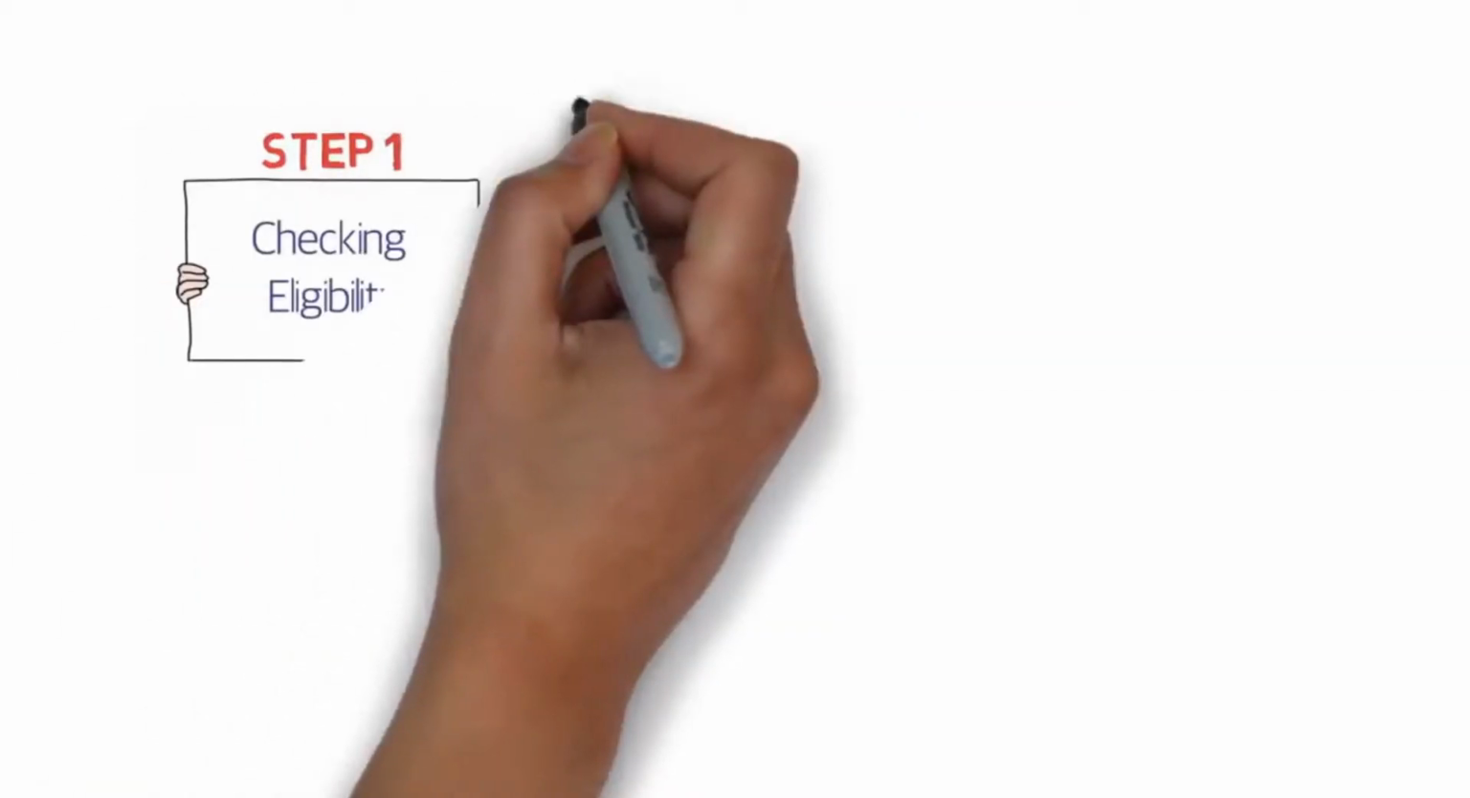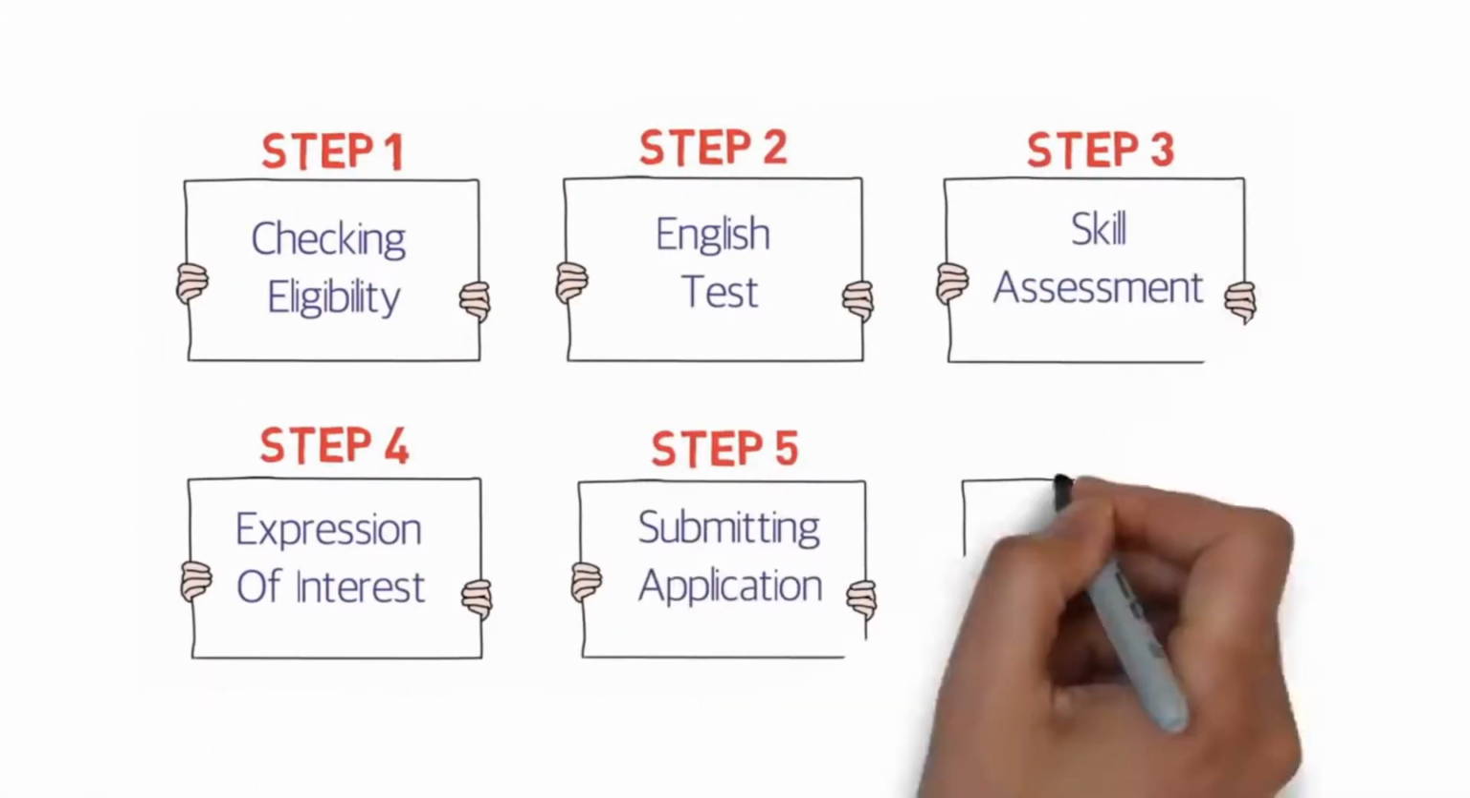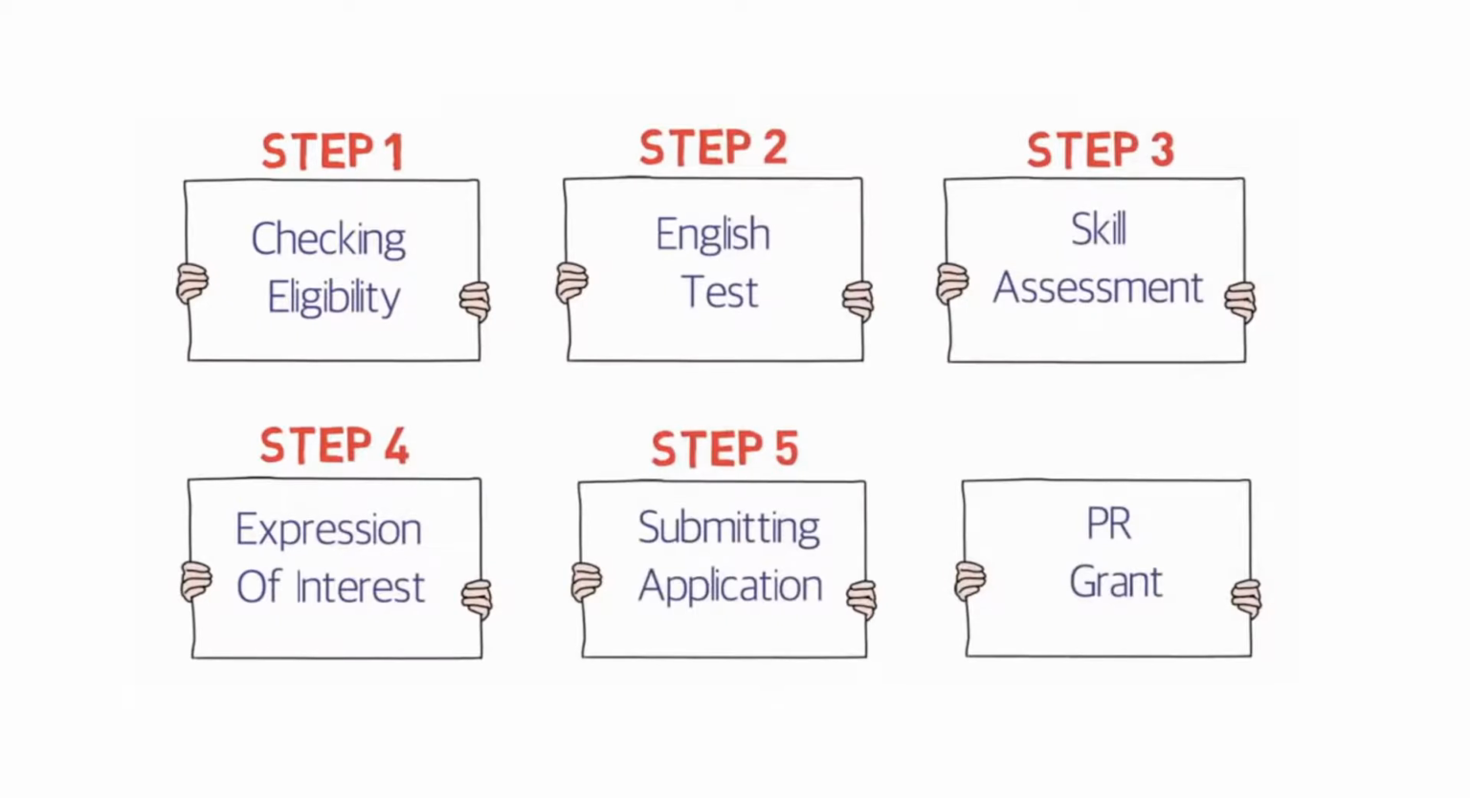Okay, so in that video, I divided the complete process into 5 steps. The first step was checking the eligibility. The second step was the English test. The third step was skill assessment. The fourth step was the expression of interest. The fifth step was submitting the application, and after that, you are granted the PR. So now let's talk about the cost in each step.